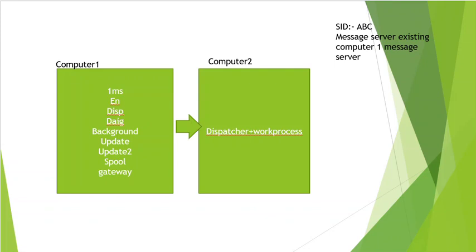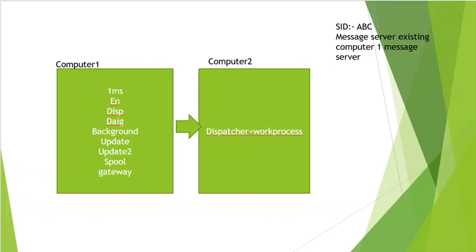If you see one single message server, that means you are seeing only a single SAP system. What I mean to say here is, if you have two message servers, one running on one computer and another running on another computer, that means two different SAP systems. Even though my SIDs are the same, ABC, computer 1 has ABC and computer 2 also has ABC, that means I have two different SAP systems here.